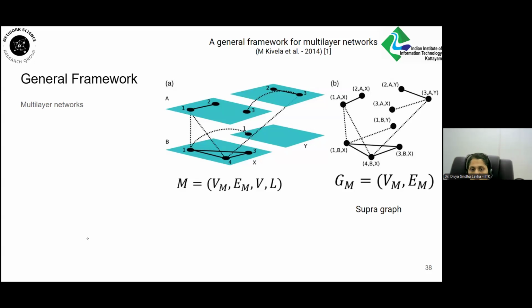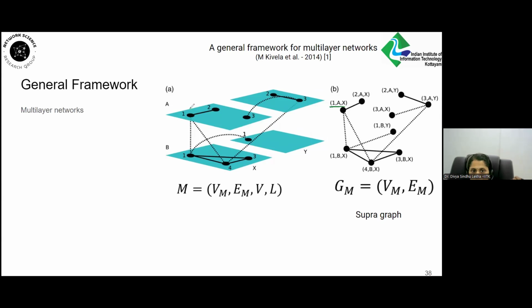In a supragraph, we have all the nodes in the multi-layer network represented. But how each is labeled depends on which layer it is in and what the node is. For example, node 1 in layer AX is represented as 1AX. You can see it here, 1AX, representing this particular node. Again, this node is represented as 2AX. So from the labeling itself, we can know which nodes belong to which layers. Whenever there are relationships within a single layer, that is intra-layer relationships, we show them by solid lines, and inter-layer relationships are shown by dotted lines. We will see an example as well.